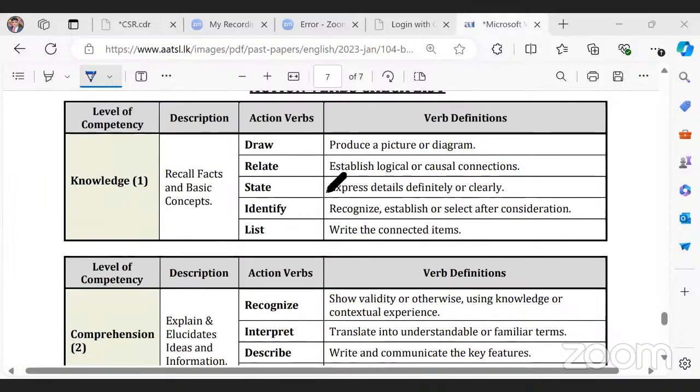Okay, this is the end of section C. Then you have to go through this action verb list very carefully. What is it? Draw, relate, state, identify, list. And other thing is, don't try to read this in the examination hall. This is common for all papers. Read it before you go to the exam. And not only reading, you have to understand, right? Okay, this is the paper in 2023.